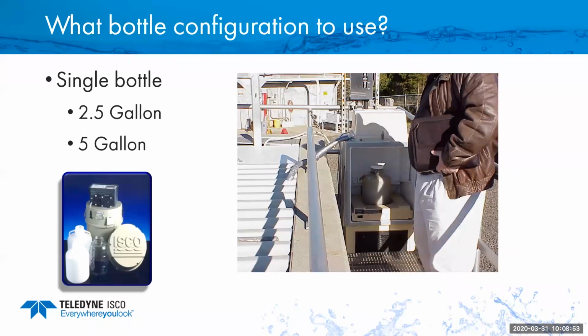What bottle configurations to use? Some samplers are pretty much composite only samplers, which means you can only have one bottle in the unit at a time. Only fill one bottle. Typical sizes we see for the composite type configurations are usually 2.5 and 5 gallon. They usually have glass or plastic in both of those.